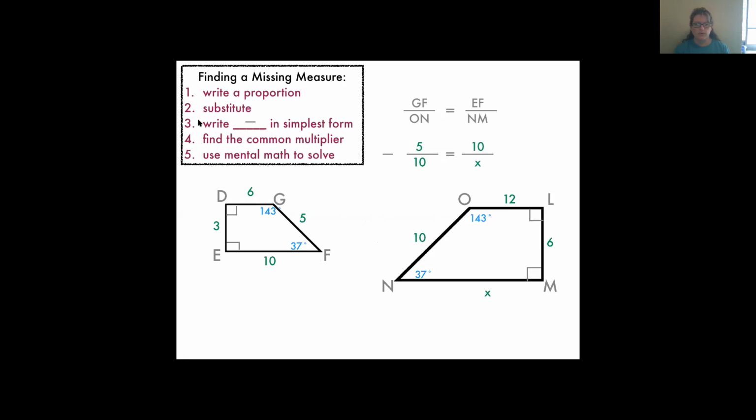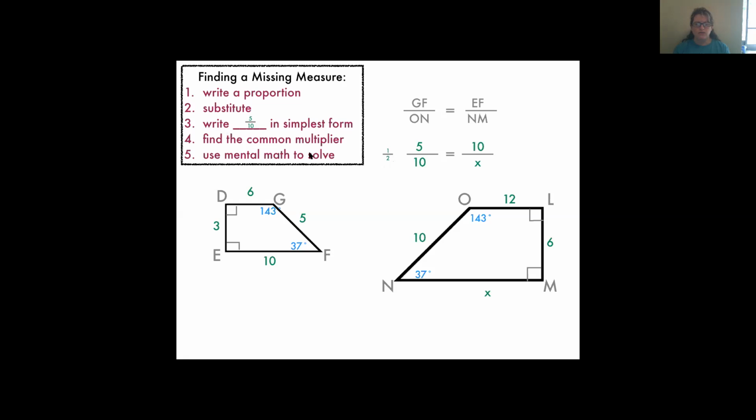All right, step number 3. Write this fraction in simplest form. Now, you can do that, but today's work is going to be easy enough that you don't have to. But in future problems, you may need to simplify that to make it easier so you don't have huge numbers to multiply. Okay? Today, we're just going to leave it. I'm going to show you how, if we put it in simplest form, what it would look like. Simplest form, we can reduce 5/10 to 1/2.